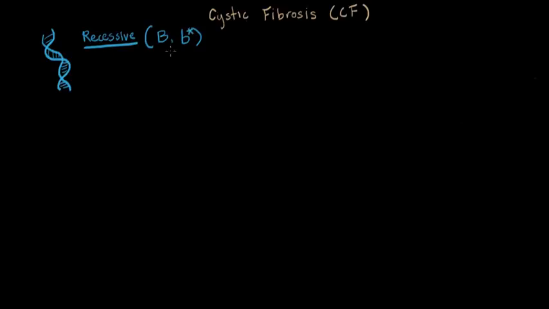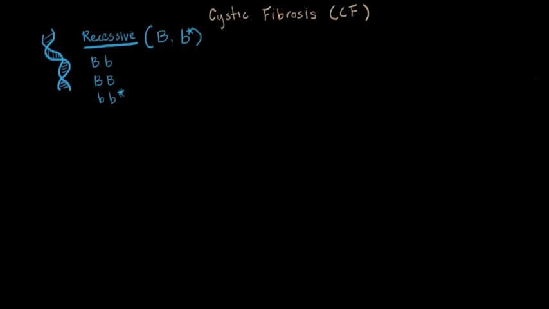So you get one from mom, one from dad, and out of these two, there are three possible combinations, right? So we have big B, small b, that's one. We can have big B, big B, or small b and small b. For recessive diseases, you have to have two copies of the defective gene. So mom and dad must give you the CF gene for the disease to happen. Now this is different from dominant diseases, where it only takes one copy of the defective gene.